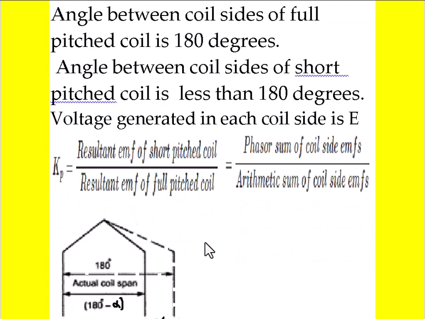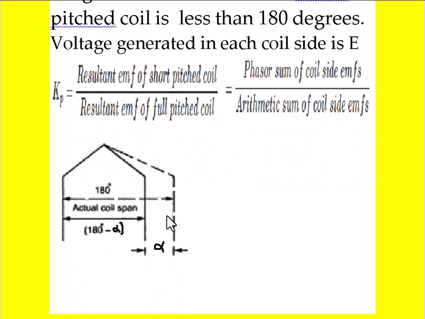This full pitched coil and short pitched coil can be shown in the figure like this. Coil means it consists of two conductors. Each conductor is also called the coil side. This is the first conductor, also called coil side. Similarly, there is another coil side, that is this. This is also called another conductor. Connecting these two conductors is called the coil.